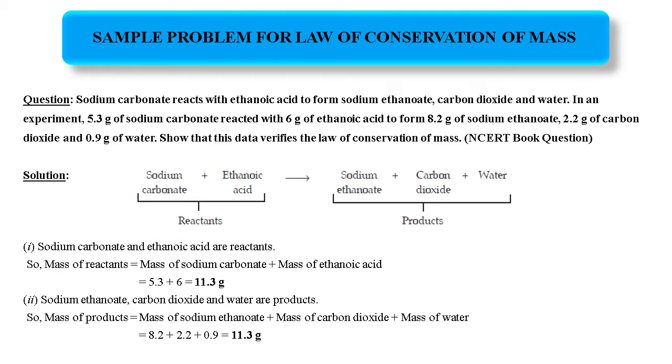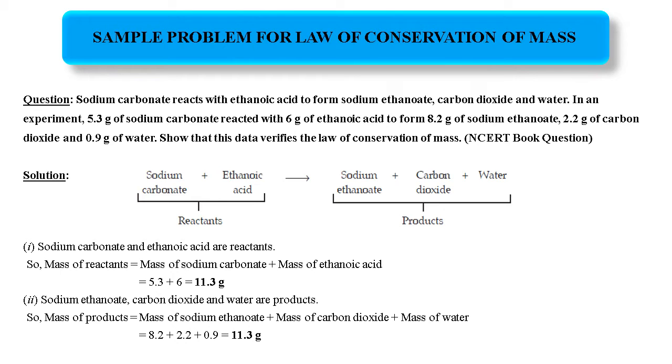So let's first write down the reaction. Here, sodium carbonate and ethanoic acid are the reactants, and when they react, we get the products as sodium ethanoate, carbon dioxide and water. Now we have to confirm that this follows the law of conservation of mass. Let's calculate the mass of the reactants first. The mass of sodium carbonate here is 5.3 gram and that of ethanoic acid is 6 gram.